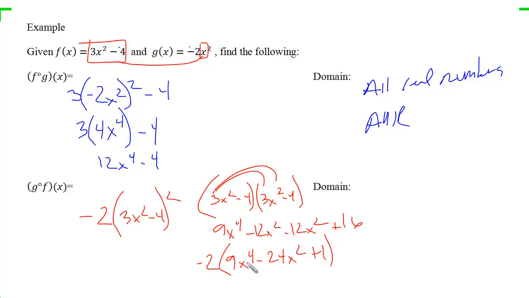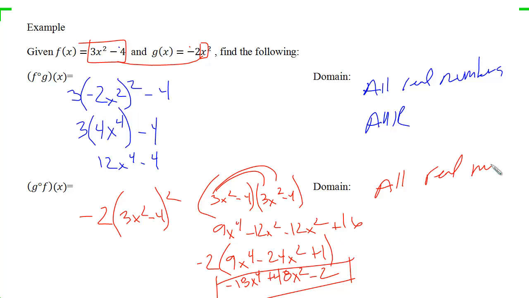So I have -2 times 9x to the fourth is -18x to the fourth, and negative is positive, 48x squared. -2 times positive 16 is -32. So there's my function there, g of f of x. And again, I'm looking for any domain restrictions. There don't appear to be any. So again, all real numbers.